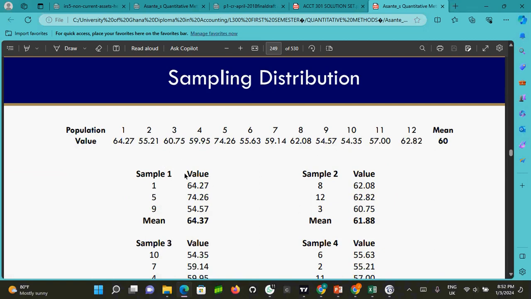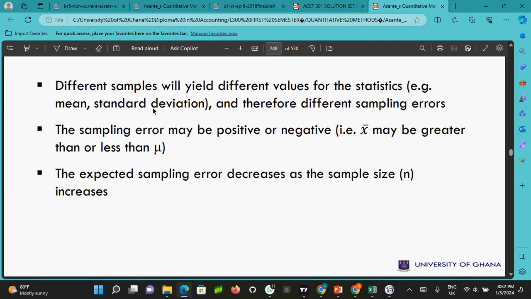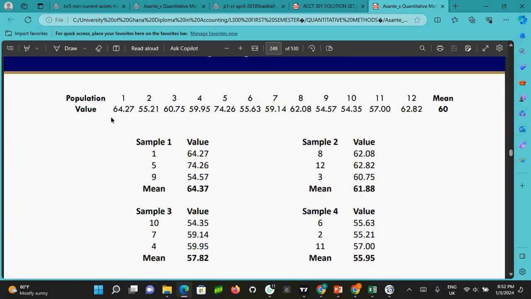So that's it. What they were saying here is that different samples will yield different values. This is the total population value here. First they selected a few samples. They selected 1, 5, and then 9 as sample 1. It has a different mean value here, as you can see. Right?